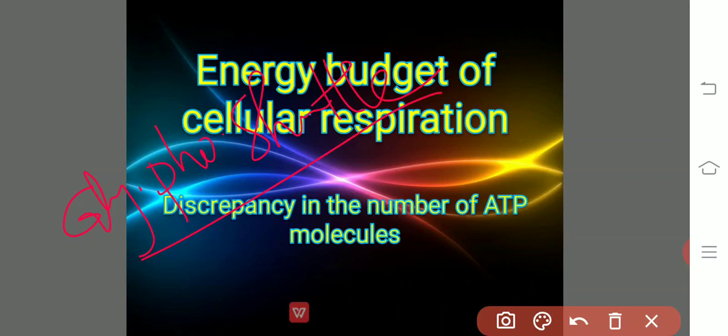If they are given to FAD, then they use the glycerol phosphate shuttle. If they have been given to NAD, they use the malate aspartate shuttle.